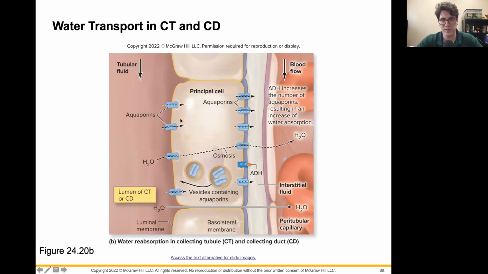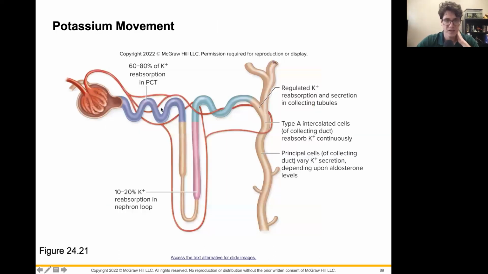Now, what we're going to be using to regulate this is antidiuretic hormone. Antidiuresis means not to get rid of water. So we're going to hold on to water in this case. We're going to hold on to water by basically making more aquaporins. More ADH means we're going to secrete more aquaporins so that we can take in additional water back into the blood, meaning we're going to have more concentrated urine.